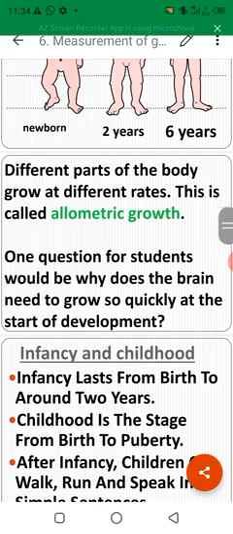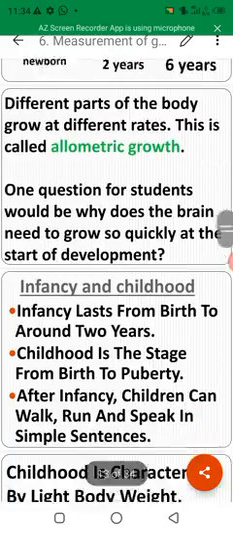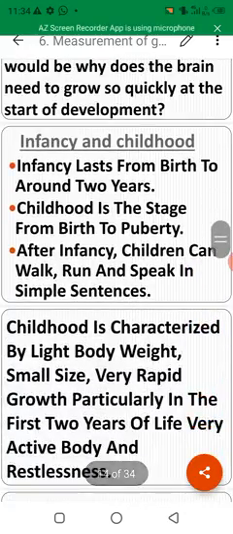One question for students will be, why does the brain need to grow so quickly at the start of development? This is a question for you that I would like you to think about. Why is it that our brain grows faster, quickly, at the start of development? Now, let's take it one by one.